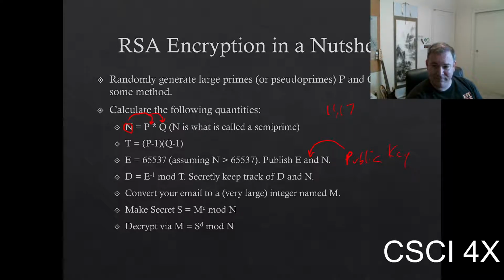Okay, see that? So you randomly generate two gargantuan prime numbers, you multiply them together, and multiplying them is easy. It takes a fraction of a second. And then you just publish it. That's it. That's your public key. You just publish the product of two prime numbers.